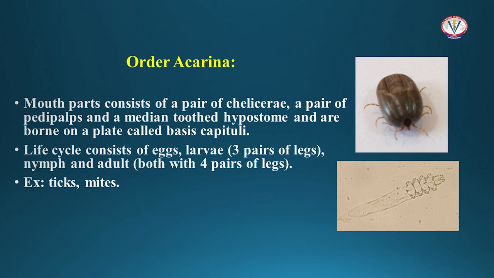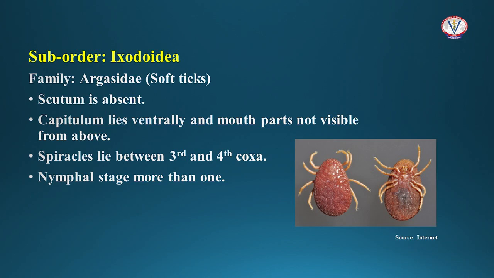The life cycle consists of egg, larva, which has 3 pairs of legs, nymph and adult. Both nymphs and adults have 4 pairs of legs. Examples, ticks and mites. Suborder Ixodoidea. It has 2 families, Argasidae and Ixodidae. Family Argasidae, or the soft ticks.